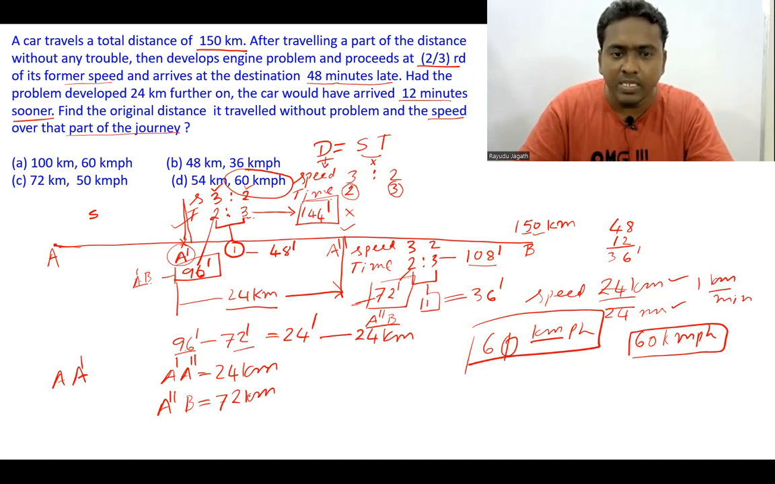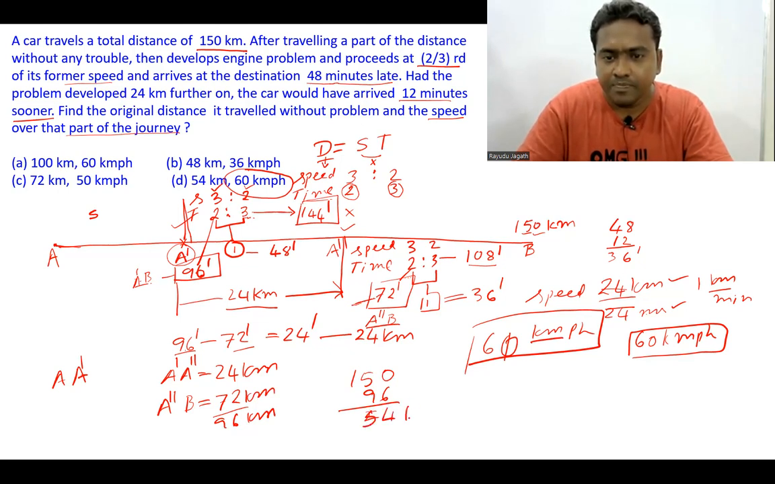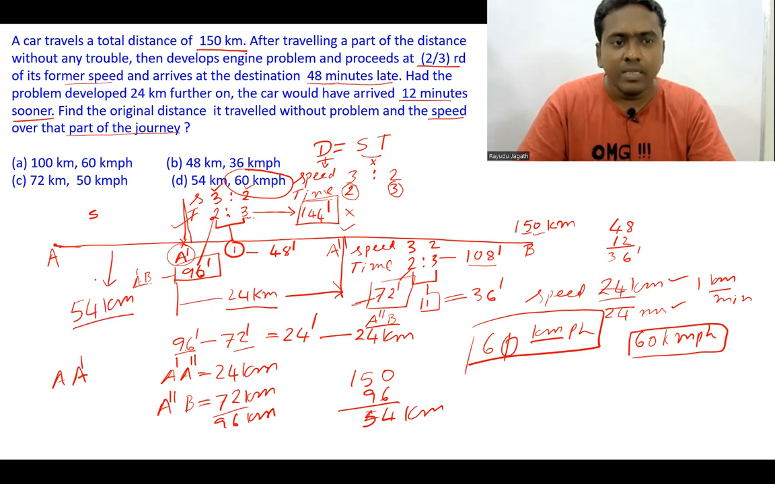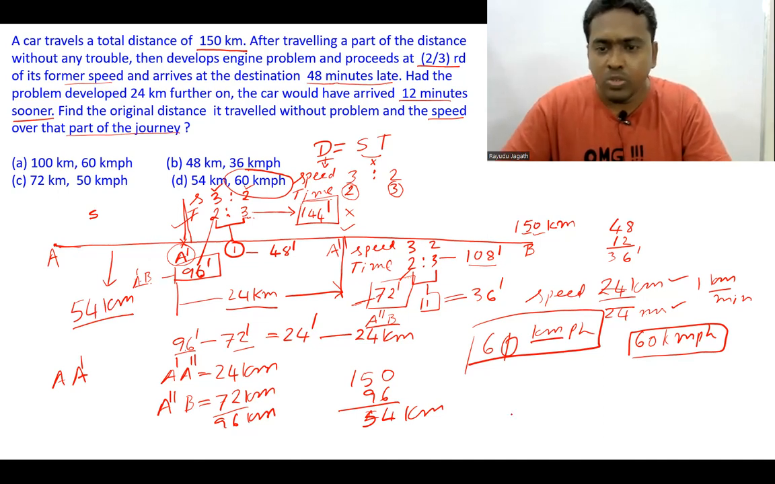So 72 kilometers is the actual distance. 24 kilometers is the gap. Altogether, it is 96 kilometers. But the total distance is 150 kilometers. 150 minus 96 is equal to 54 kilometers. So this part, A dash, is 54 kilometers. If we observe, the car traveled without any problem for this part of the distance only. So A dash is 54 kilometers.